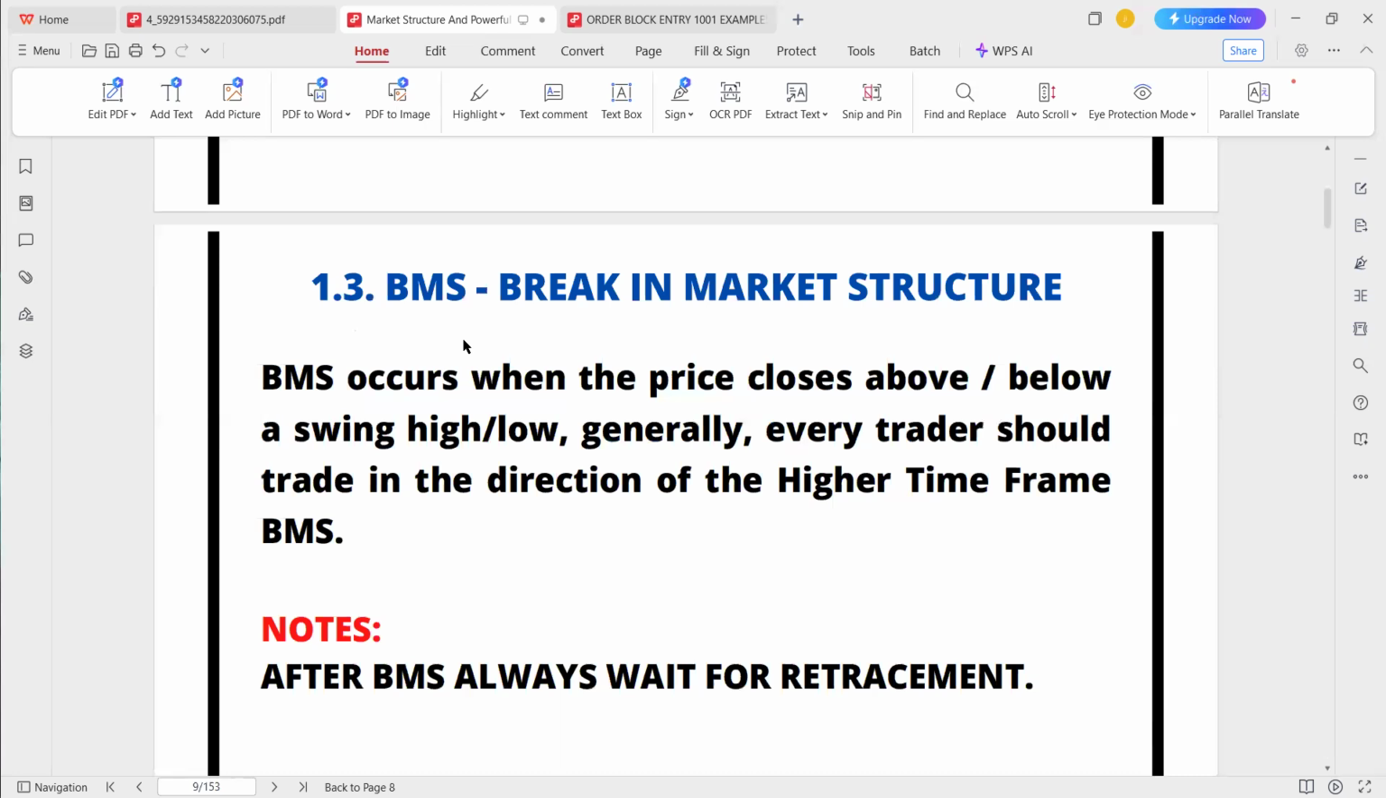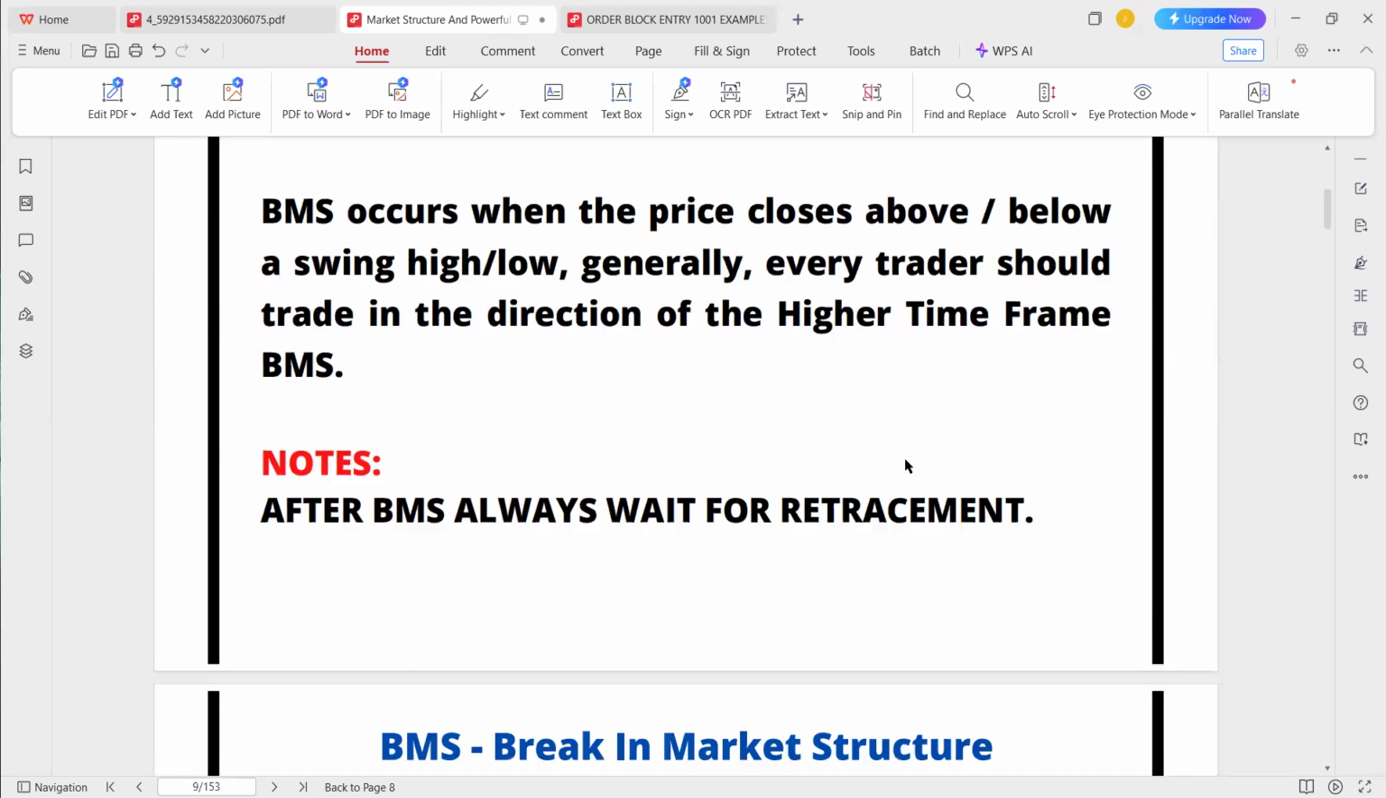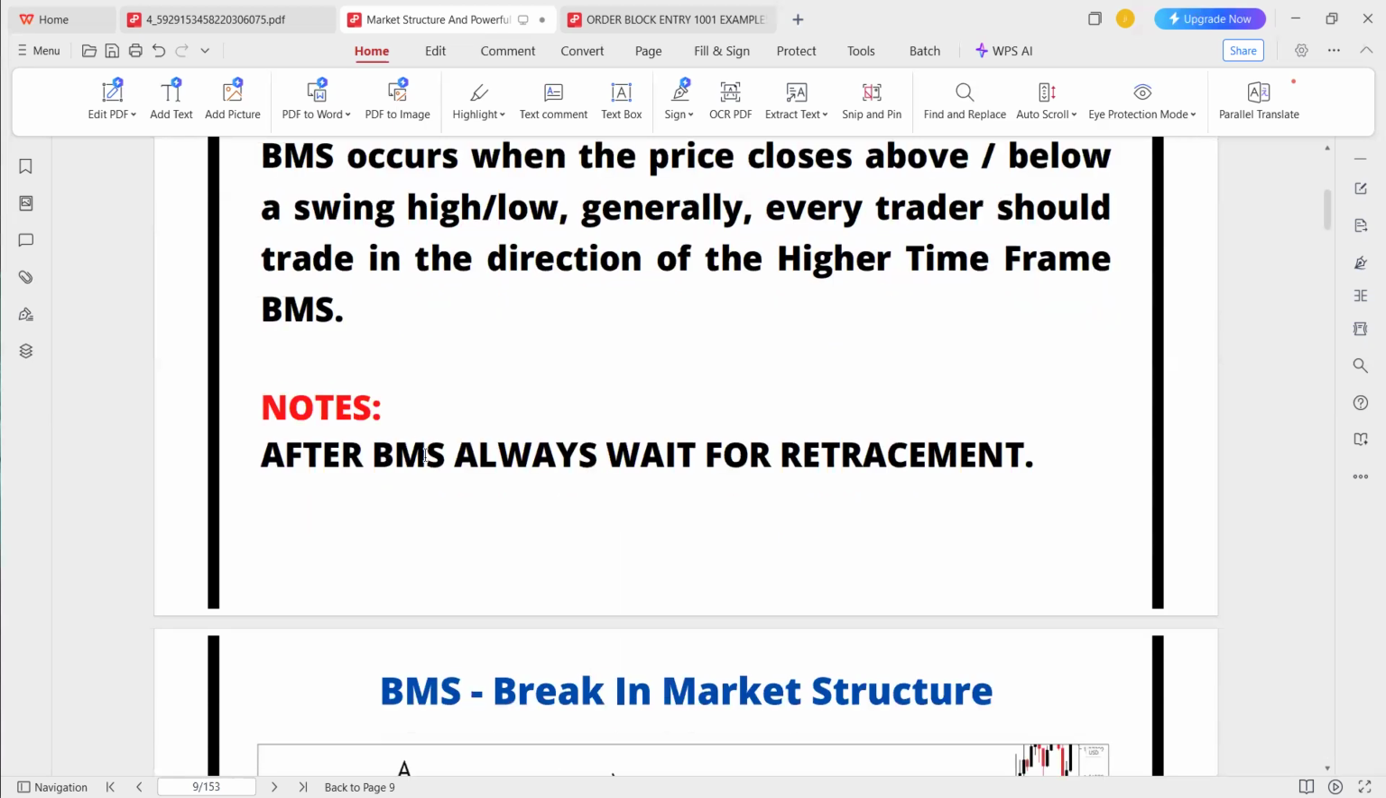So what the author is simply saying, okay, I believe there's an illustration, so let me not get you guys confused. Let me just go into the notes. Notes: after the break in market structure, always wait for a retracement.